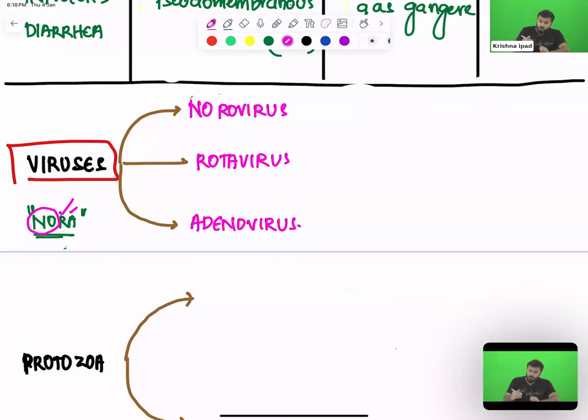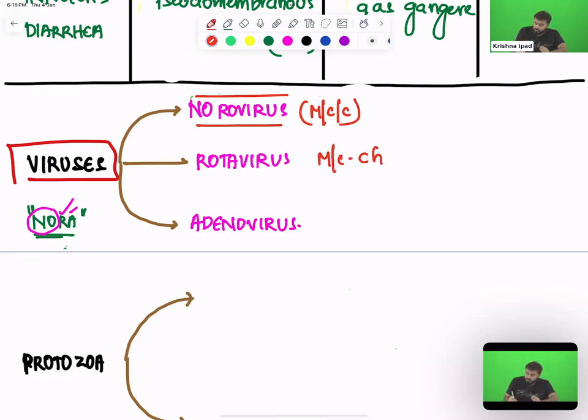Now, out of these three viruses, which is the most common? The most common cause of watery diarrhea is norovirus. Keep this in mind. Now, if I ask you what is the most common virus causing diarrhea in children, what will you tell me? Rotavirus. Rotavirus is most common in children. Okay, so till here you need to remember.